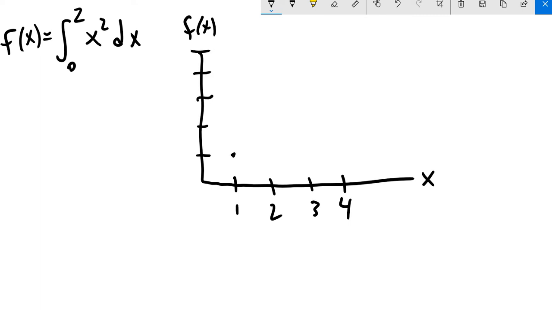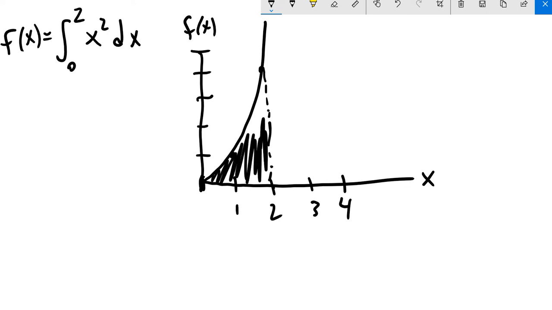Let's go 1, 2, 3, 4, 5. 1 squared is 1, so we're going to go there. 2 squared is 4, so that's going to be right there. 3 squared is 9, which is going to be way up, so it's going to look something like that. It's going to be a curve like that, and we're going from 0 up to 2, and we're looking at this area is what we're trying to calculate.